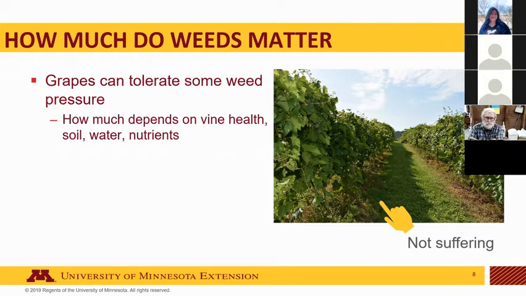So unfortunately, I wouldn't be able to come out to your vineyard and say, I know for sure that this amount of weeds are going to threaten your yield, because it depends on things like vine health. What soil qualities do you have? How much water is available in your soil, and how many nutrients are there? Because basically, if you have enough water and nutrients in your soil, and you have nice deep soil, plenty of space for the roots, there might simply be enough to go around for everyone.